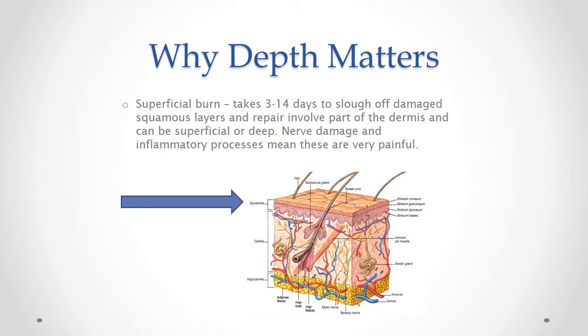So why does depth matter? Well, when you're talking about superficial burns, they're going to heal on their own. It takes 3 to 14 days, and basically what's happening is that top layer is sloughing off. The squamous cells are being repaired and replaced, right? And remember that the squamous cells, the keratinocytes, are basically migrating from that basement membrane layer, so they're migrating and they're going up. So they're just basically replacing themselves.